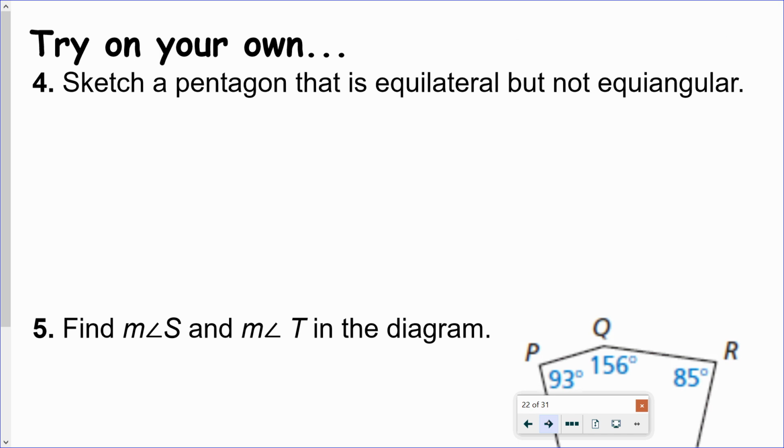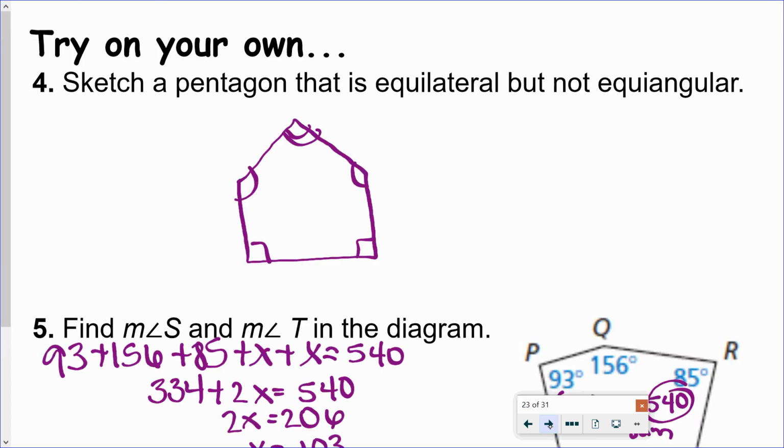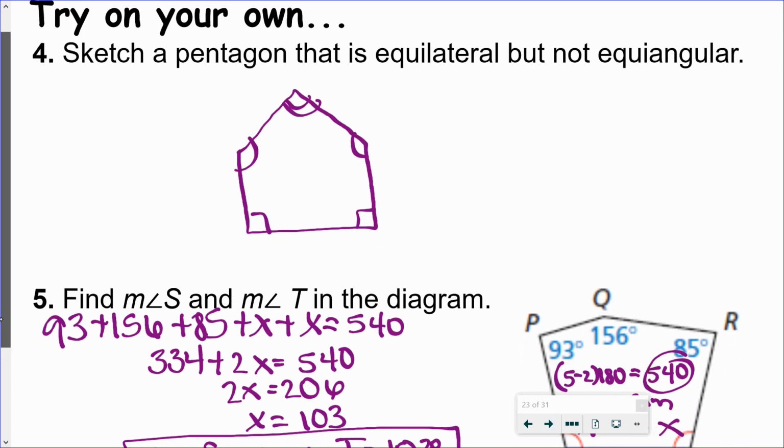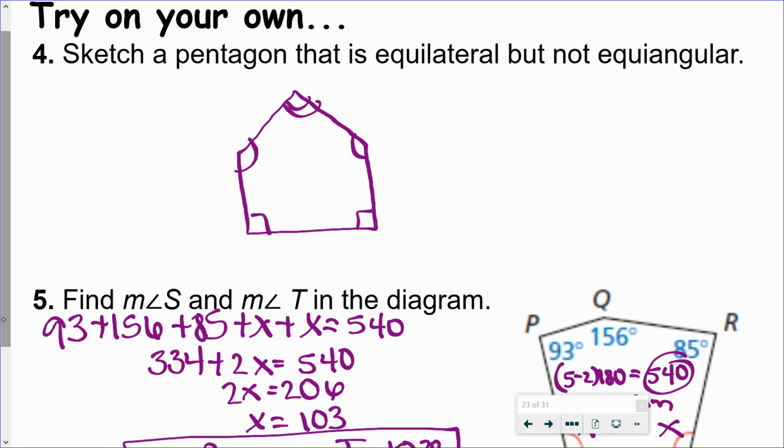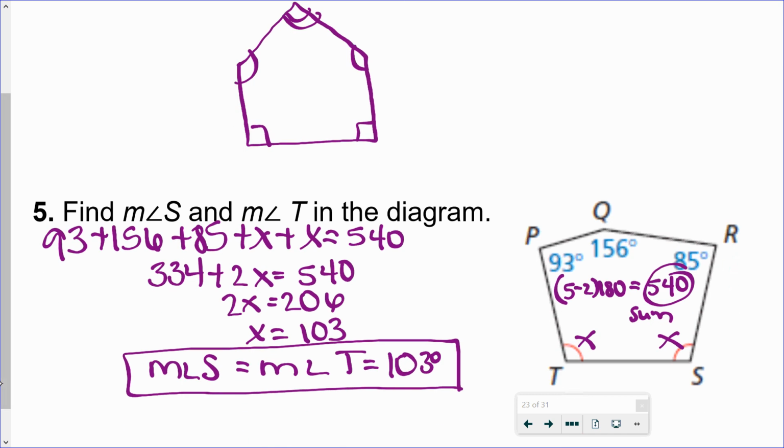Okay, so go ahead and try this one, number 4 and 5 on the left-hand side on your own. Okay, so this is me sketching a pentagon that is equilateral but not equiangular. So I just showed not all angles were equal. And then here, this is finding the measure of angle S and angle T. Once again, they were the same, so I designated both of them to be X.